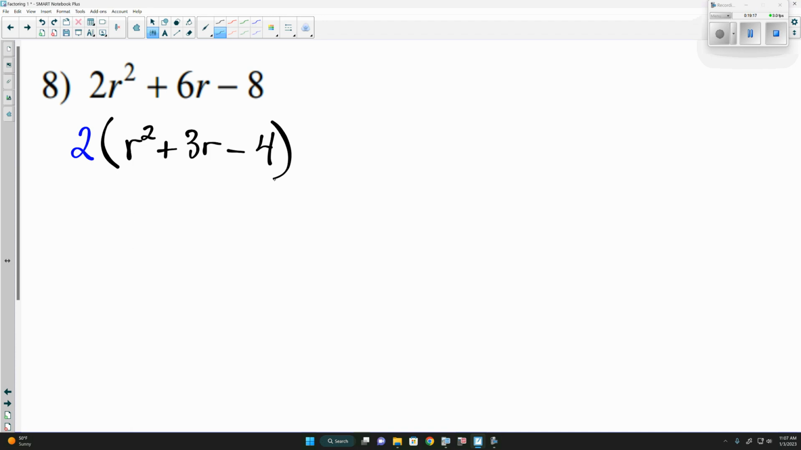Now this one does factor, so we'll need our 2 sets of parentheses with 3 spaces. The greatest common factor must be included as part of your answer, so that 2 has to be included. Now our second step is to look at the signs. If the third term is positive, the signs are the same and they match the sign of the middle term. If the third term is negative, our signs are opposite. So here, since the 4 is negative, we have positive and negative. We have opposite signs.